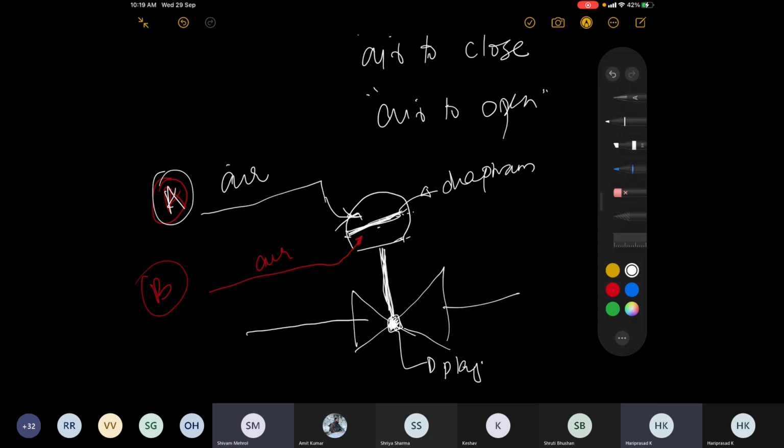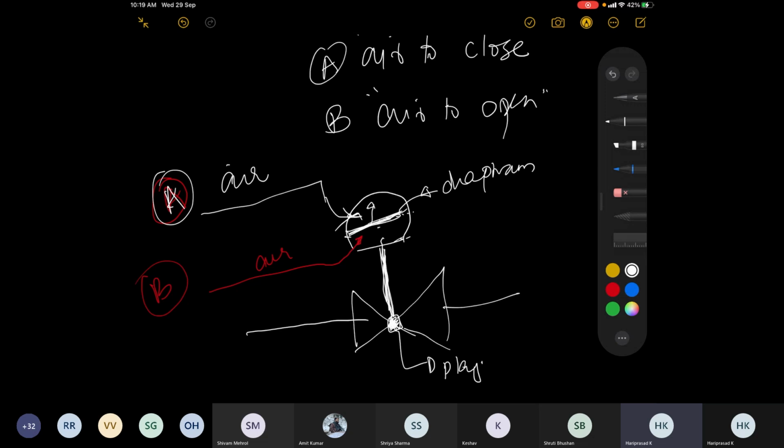Sir, B will be air to open and A will be air to close. Perfect. So what happens? You supply air to the diaphragm. The diaphragm would just lift up. So they have named it just like that. Once the diaphragm is lifted up, the stem would move up and there would be flow.